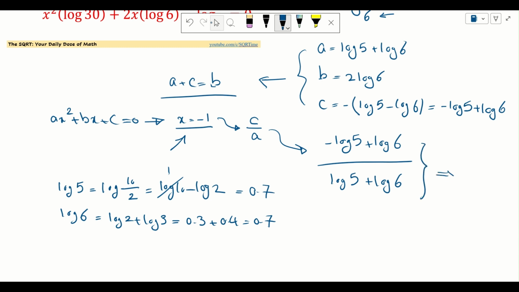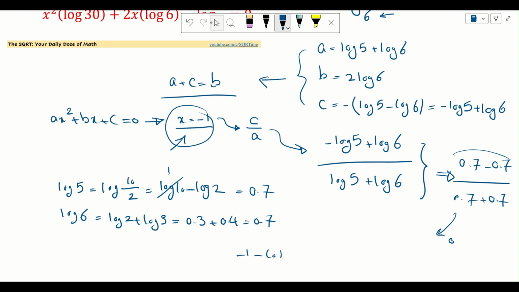Now we need to calculate log of 6 minus log of 5. So we are going to have 0.7 minus 0.7 over 0.7 plus 0.7, and what we have here is going to end up with 0. So one of the roots is -1 and the other root is 0. The question asks about the difference between the roots, and as you can see, it's -1 minus 0 equals -1, or the other way around, 0 minus -1 is 1. So the difference between the roots is 1 or -1, depending on which root is the first root and which is the second root.